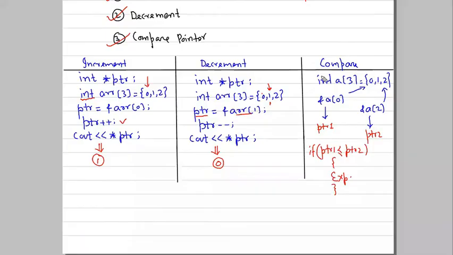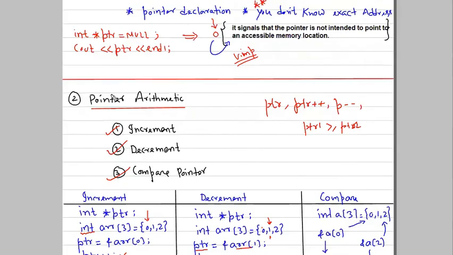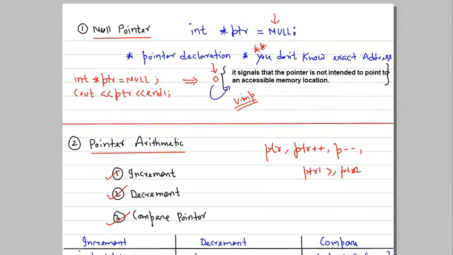Okay, so in case of compare, let's say this is the starting address of your array, and this is the end address of your array. Let's say the first element address is stored in ptr1, and the last element address is stored in ptr2. If you look at it very carefully, then ptr1 would always be less than or equal to ptr2. So we can use this comparison to traverse the elements. Okay, so this is about the pointer arithmetic.